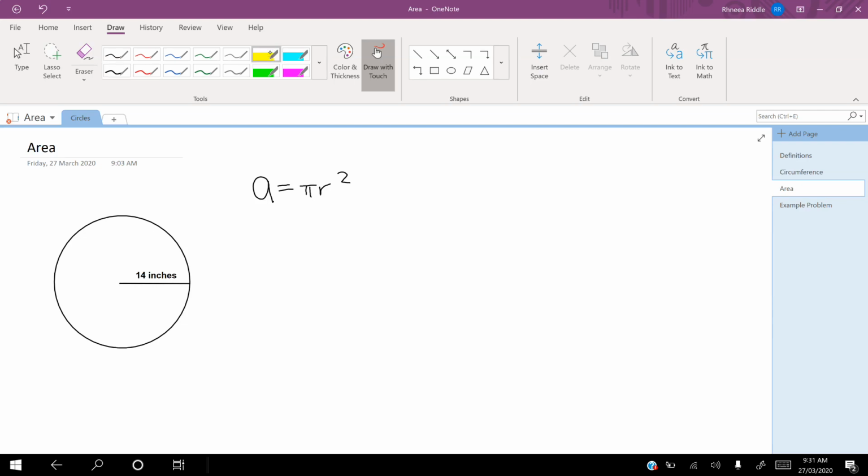So to find the area for the circle here, we have 14 inches for our radius. And again, we're using the radius, so we don't have to double that to find the diameter because it already gives us what our radius is. So we're going to take A, because that's our area, and we're going to use 3.14 as our pi.